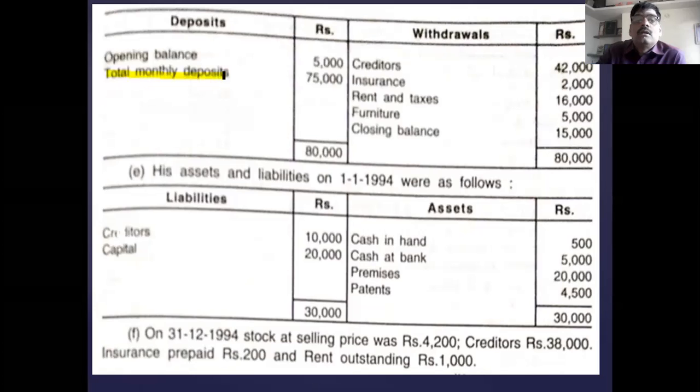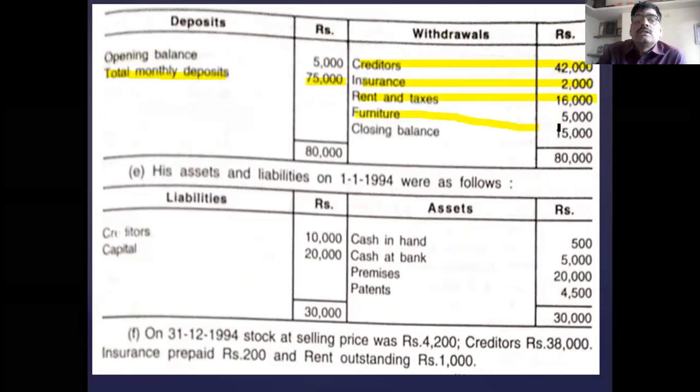This is the contra entry. Bank account, debit side; cash account, credit side. Then creditors is here. You take it in the creditors account to bank. And insurance goes to P&L account, debit side. Rent and taxes go to P&L account, debit side.